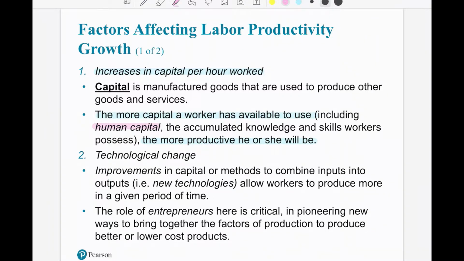Now, economic growth also depends more on technological changes than on increases in capital per hour worked. Technological change is an increase in the quantity of output firms can produce using a given quantity of inputs. So improvements in capital or methods to combine inputs into outputs once again allow workers to produce more in a given period of time. Now, most technological changes are going to be embodied in new machinery, equipment, or software, so swapping out one for another. Now, in implementing technological change, entrepreneurs are very important. The reason is because they make the crucial decisions about whether to introduce new technology to produce better or lower cost products, and entrepreneurs also decide whether to allocate the firm's resources to research and development that can result in new technologies.